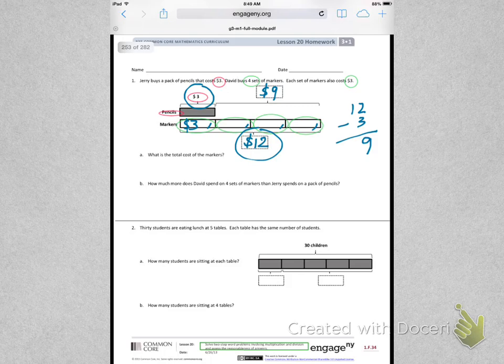What is the total cost of the markers? Well, I'm going to look at markers, and the total cost for all 4 packs of markers is $12.